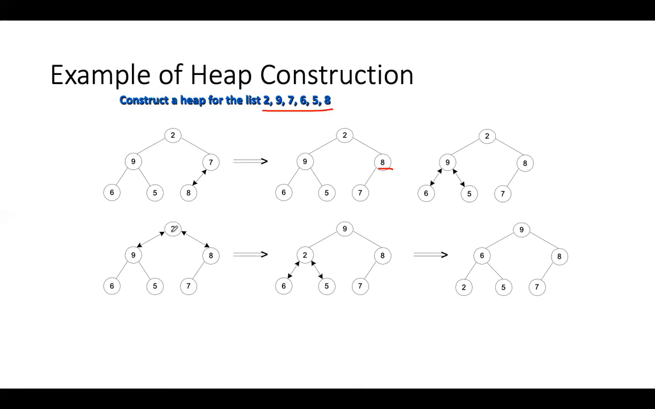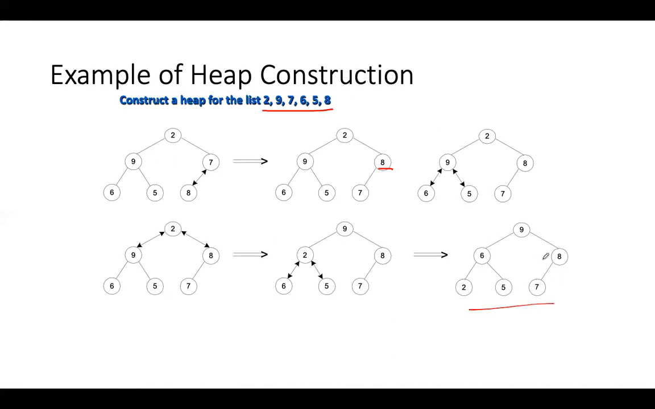Okay, replace it with 9. Then we will come here. Again, here heap condition is not satisfied. 2 is less than 6 and 5. But 6 is greater among these two. So 6 will come here. So this is the heap for this given list of elements.